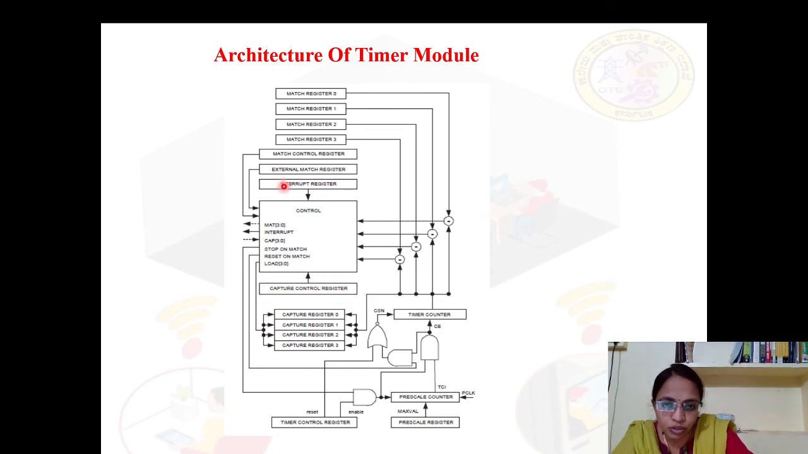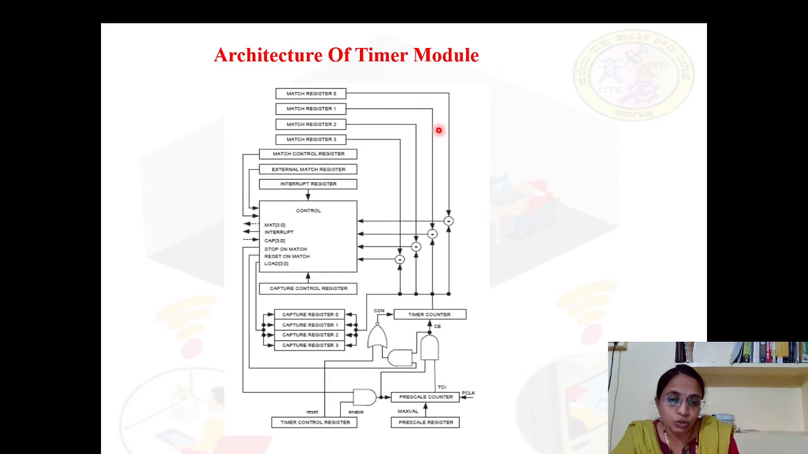And there is one more register here, called the interrupt register. This is used for identifying the source of interrupt, that is, whether the match registers have generated the interrupt, or whether the capture registers have generated the interrupt. Identifying the source of interrupt is the job of the interrupt register. So this is about the architecture of the timer of LPC 2148.